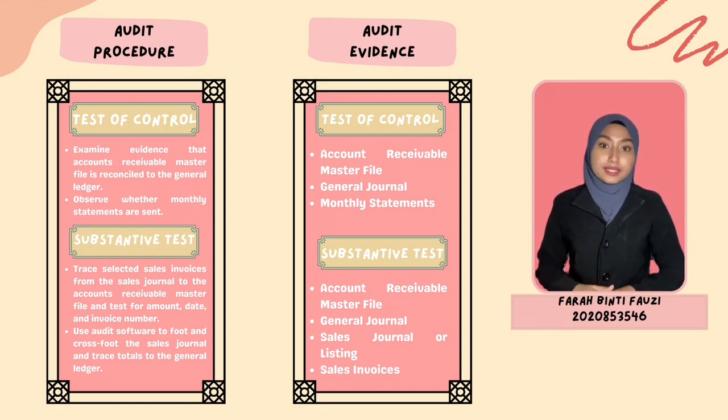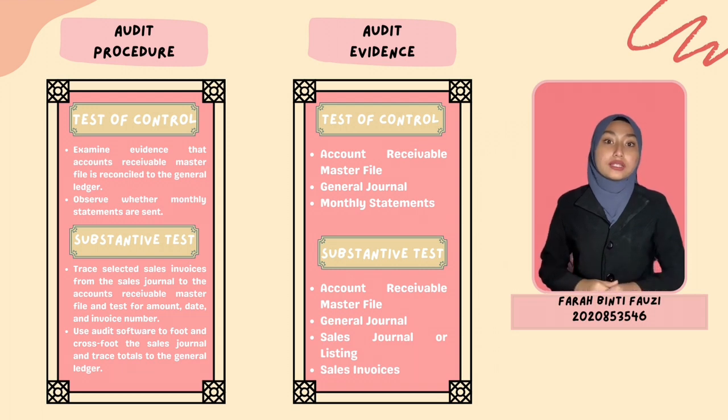The company needs to examine evidence that accounts receivable master file is reconciled to the general ledger and observe whether monthly statements are sent. The second one is substantive test. The company needs to trace selected sales invoices from the sales journal to the accounts receivable master file and test for amount, date, and invoice number. Use audit software to foot and cross-foot the sales journal and trace totals to the general ledger.